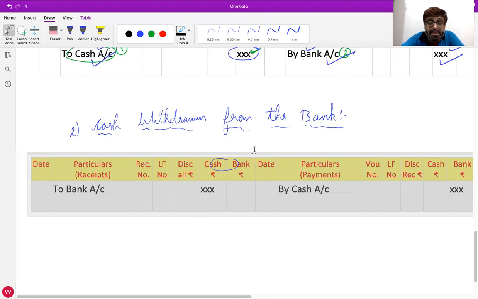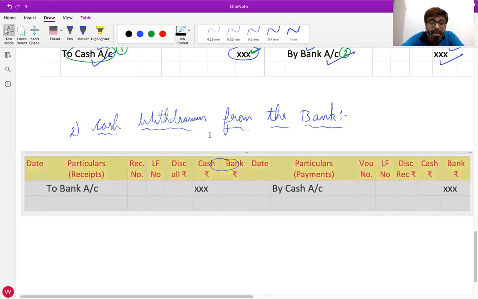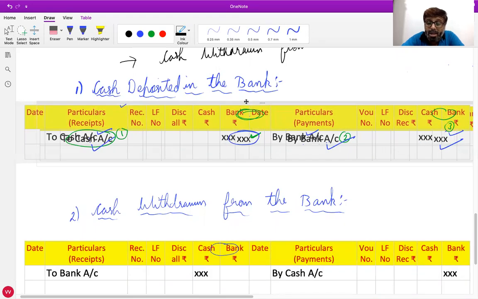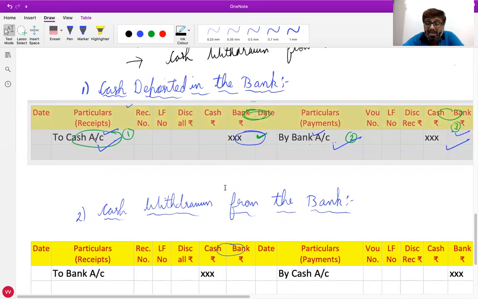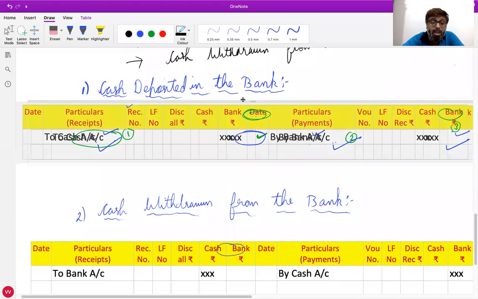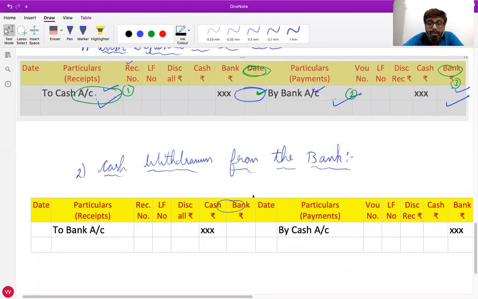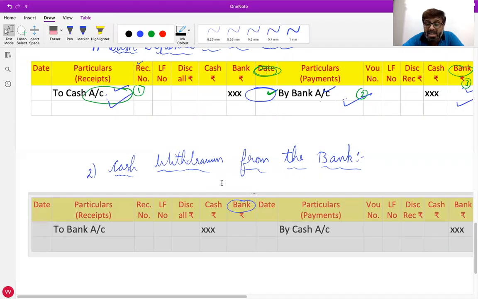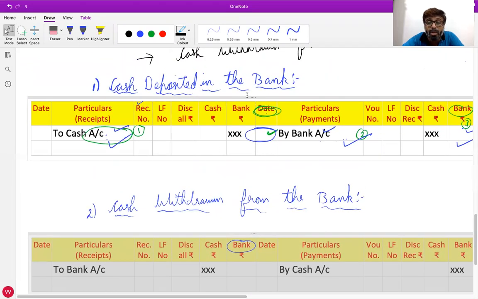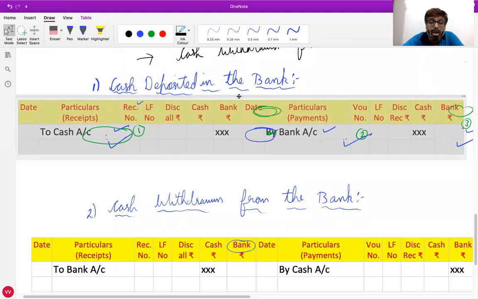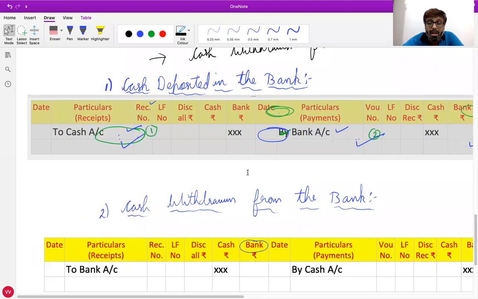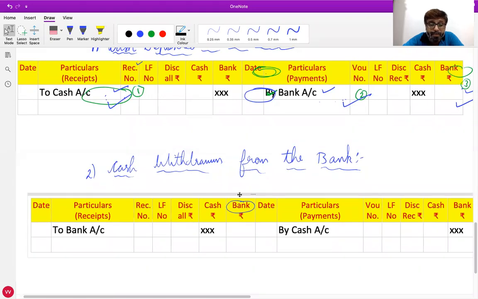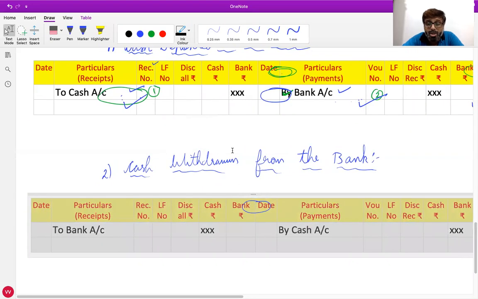Did you all understand this? Any doubts? No. So what shortcut will you remember? Record the first amount correctly and then follow the rule: opposite, opposite, opposite. Is that clear to everyone? Okay.